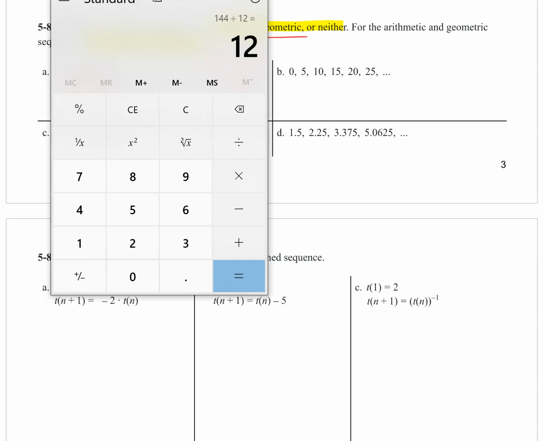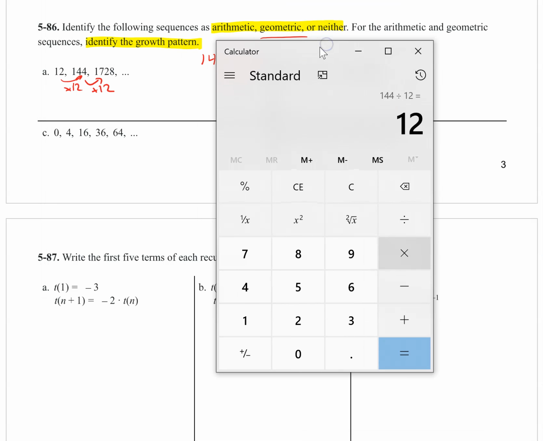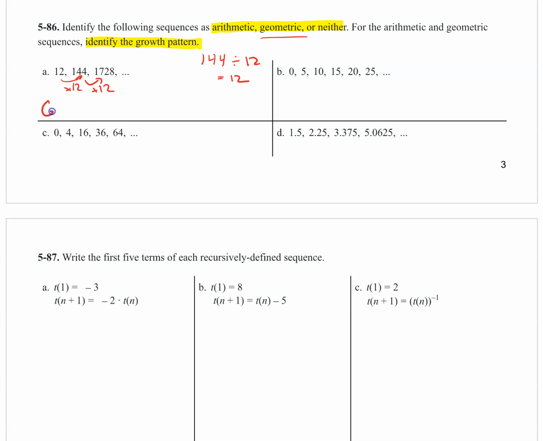Okay, so I start with 12, and then I multiply by 12, and I get 144. Good. And then I take 144, and I multiply by 12, and I get 1,728. Correct. So this is geometric. And the growth pattern is multiplication by 12.